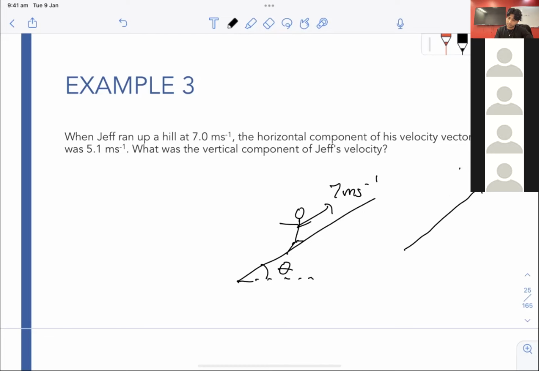here's 7. This portion is 5.1, and we're finding the vertical component. Call that Jy. Here's J, and J equals 7, at angle theta. So to find Jy, we've first got to find theta. And we can do that using the known relationship between J and Jx.